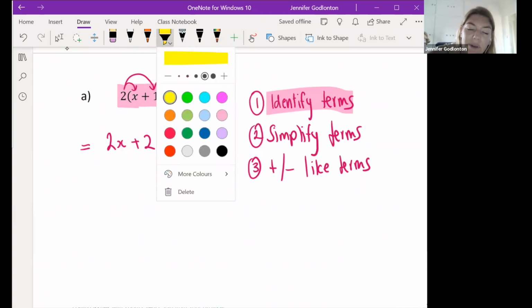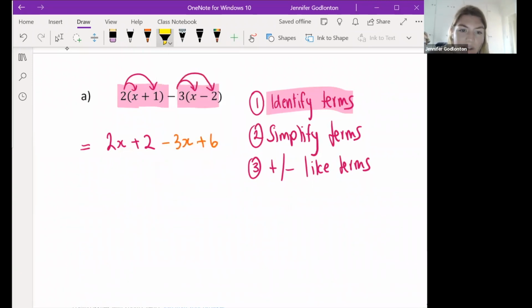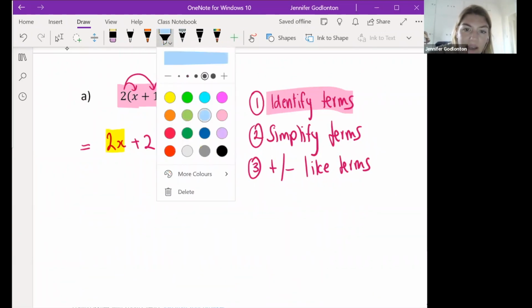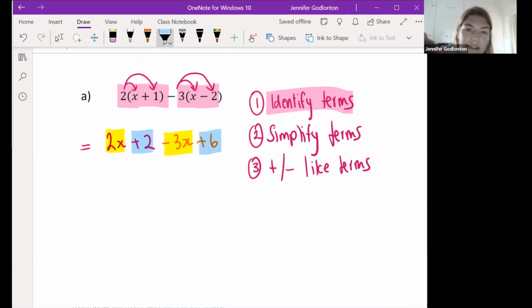Then our last step is we have to add and subtract like terms. So we've got 2x minus 3x. They're both x's. And then we've got this 2 and this 6. So 2x minus 3x is going to give us -1x. You can also just say -x. It means the same thing. And then 2 plus 6 gives me an 8. Okay. And that would be my final answer. That's where I would leave this.